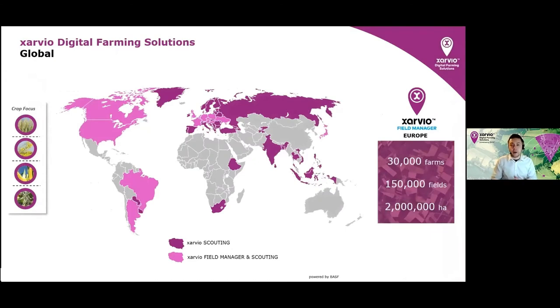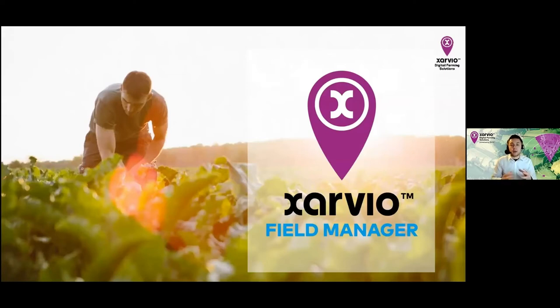xarvio Digital Farming is the digital arm of BASF, and it has a presence globally with its different products and a strong and growing presence in Europe. The aim of xarvio Digital Farming is to develop digital farming solutions and tools that can help growers and agronomists to improve and automate their crop production by providing agronomic insights for your crops and data-driven crop models to assist with agronomic decision-making on farm. But today, we would like to mainly focus on xarvio Field Manager, which is one of the two products under the xarvio brand that is launched in the UK today, as well as xarvio Scouting.